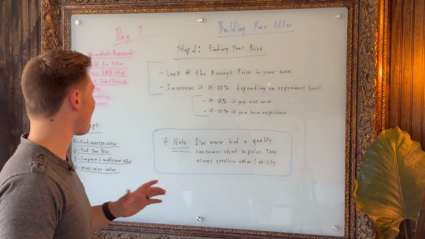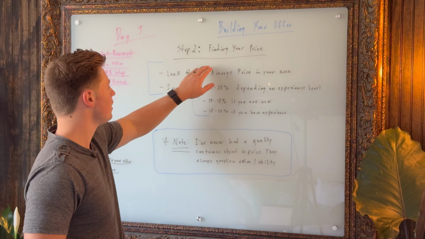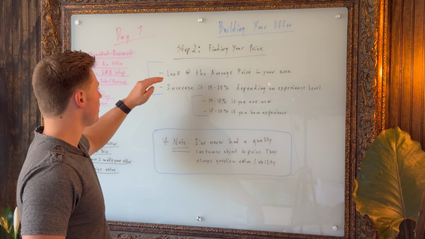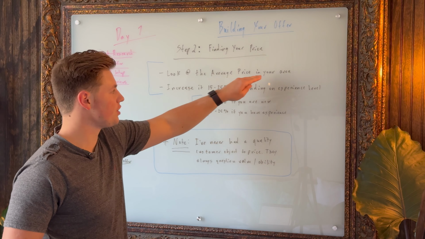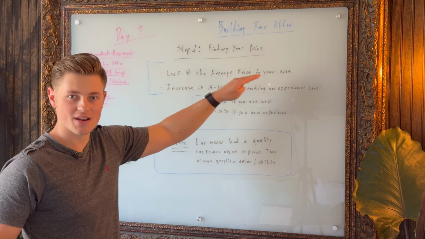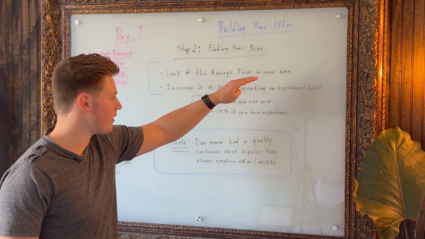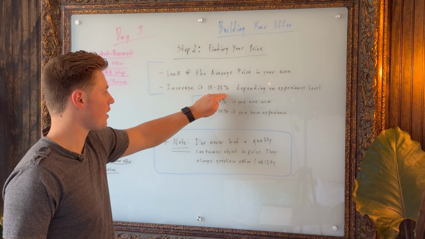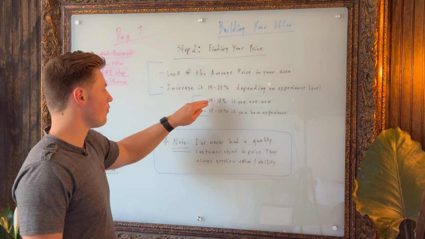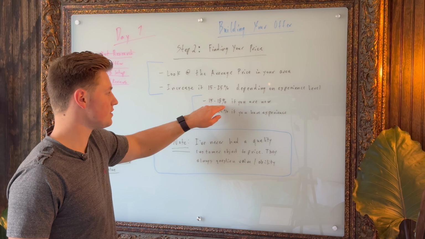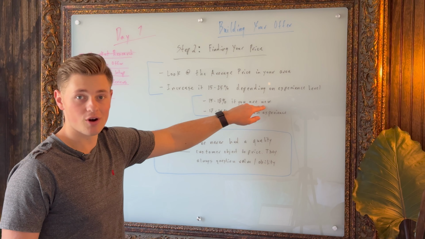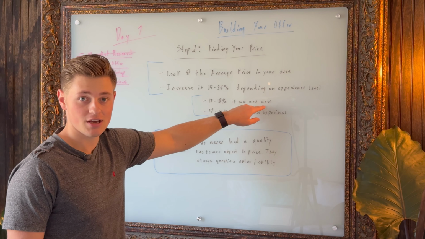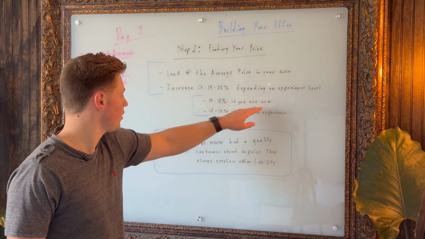Okay, time for step 2 of building your offer. This one has to do with finding your price, okay? What we're gonna do is we're gonna take the average price in your area, which is what we determined in the last step. Look at that. And I want you to increase it 15 to 25% depending on experience level. We're gonna go 15 to 18% increase if you're brand new to the area. You don't have experience in this service. You're brand spanking new.